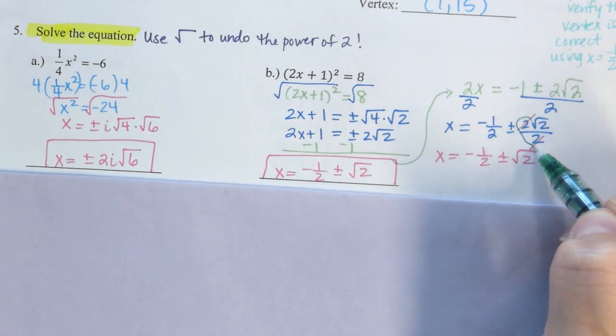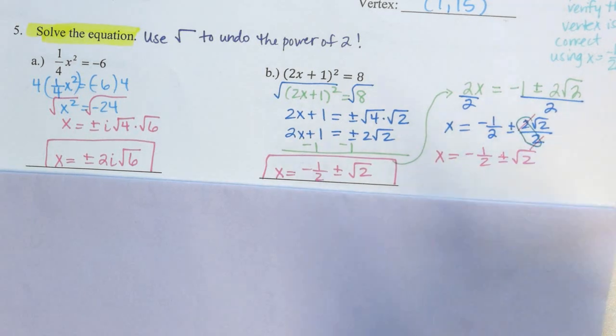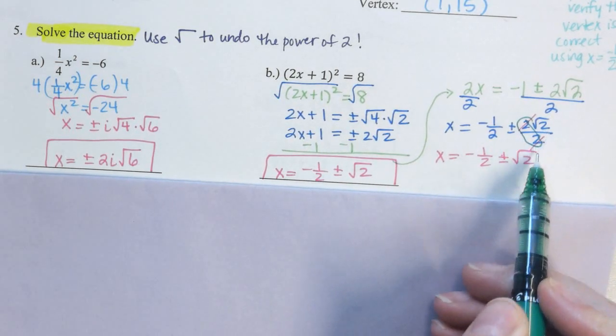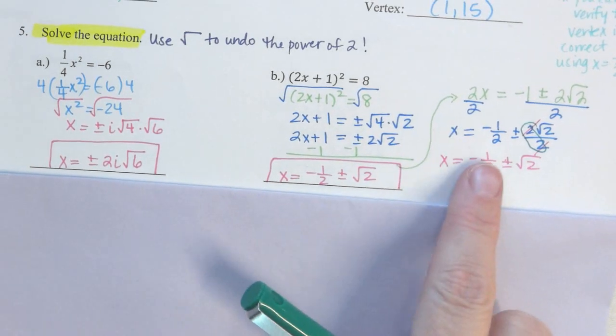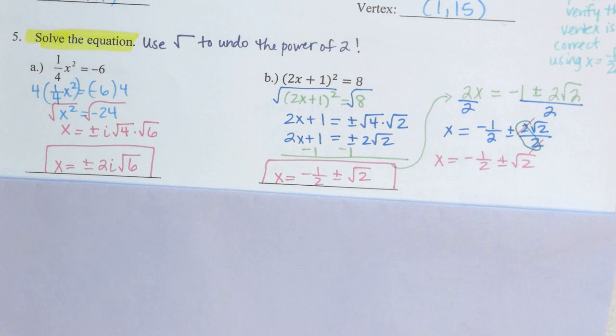Why can I simplify these? Why can I cancel those out? They're both 2, and they're both outside of the radical. Okay, so if it was inside the radical, you can't cancel those 2's out. It has to be the ones on the outside. Okay, and that's why this is your final answer here.